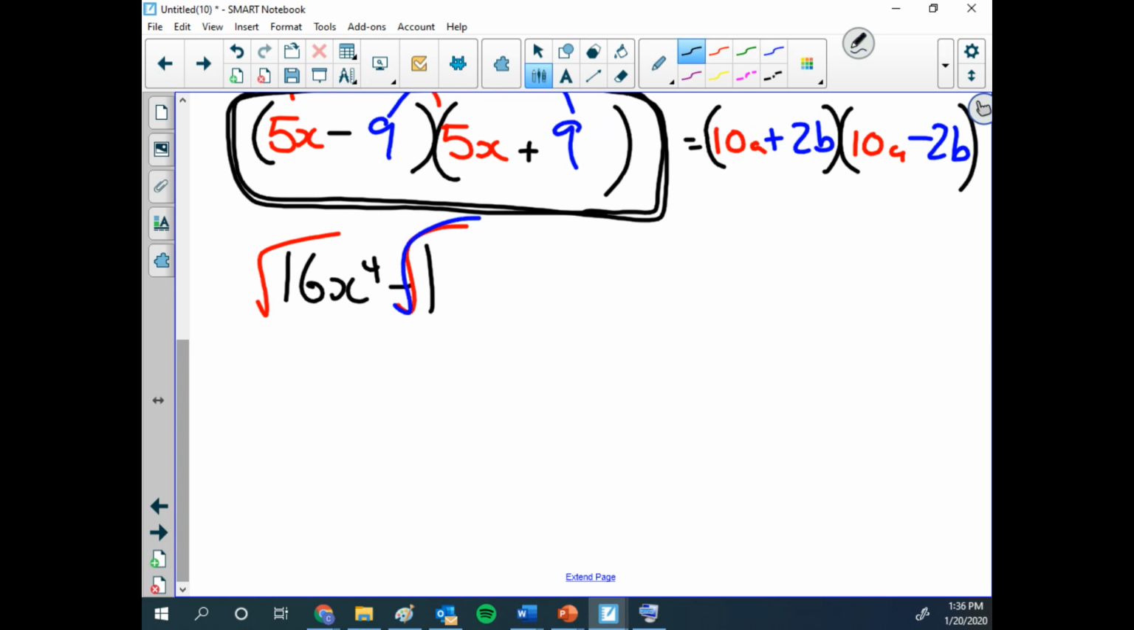So if I'm creating my brackets here, the square root of 16 is 4. What's the square root of x to the power of 4? x squared, yeah, because it has to be the same numbers that would add to give me 4, so that'd be 2 and 2. So x squared. And the square root of 1 is what? Square root of 1 is 1. So 1, 1, and conjugate, so 1 positive, 1 negative.